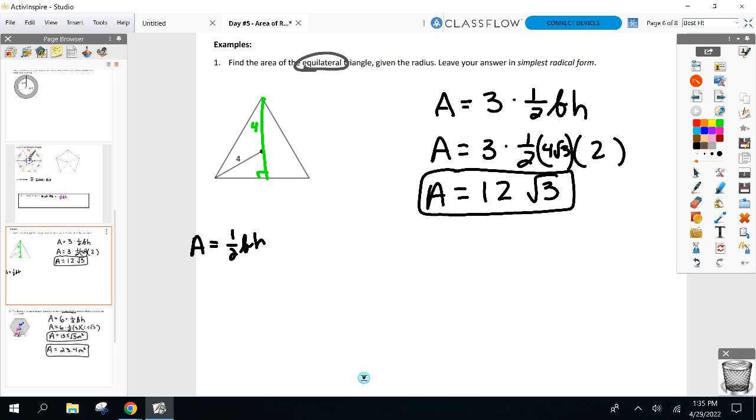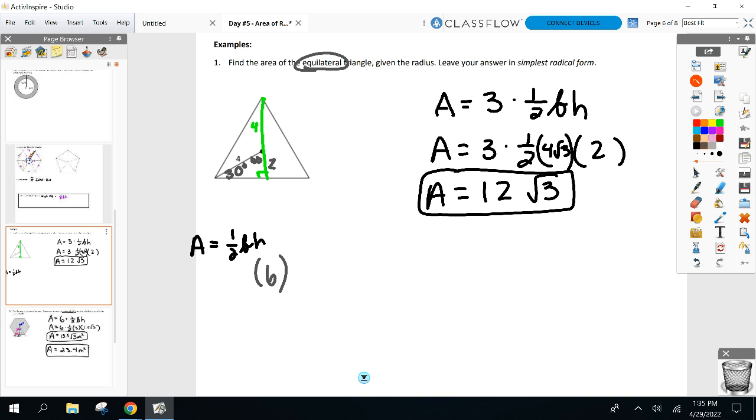What do we know the angle measures are in an equilateral? 60, 60, 60, right? This radius that was already drawn in for us is cutting that in half. So this is going to be 30, and 60, and we're kind of back to where we were. So if that's 4, that's 2.